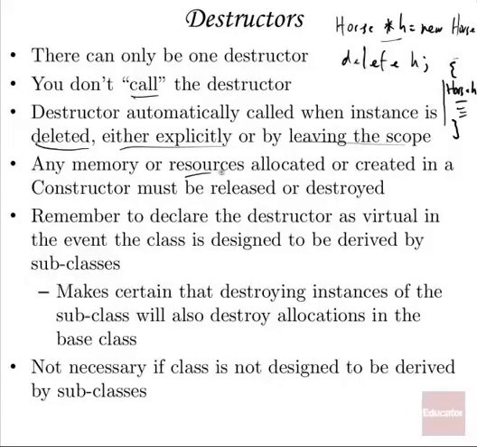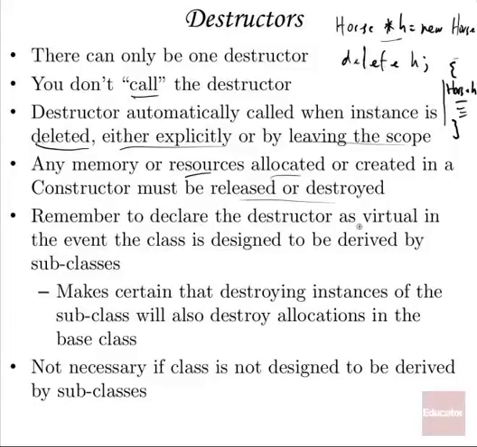So memory resources that are allocated in the constructor must be released or destroyed. If you don't provide a destructor, the compiler will give you a destructor. But if you do anything that allocates memory inside your constructor, you need to provide a destructor to explicitly destroy the resources that you allocated and return them back to the system.